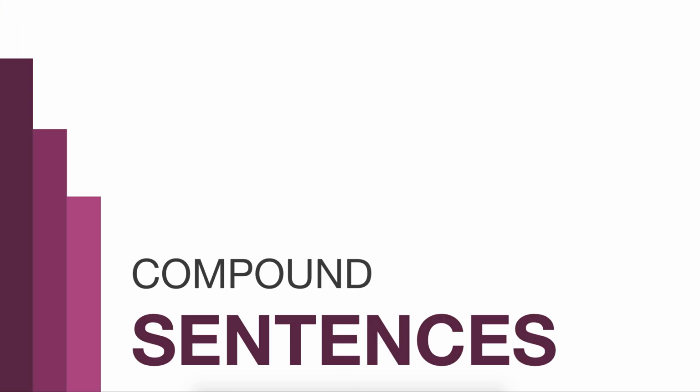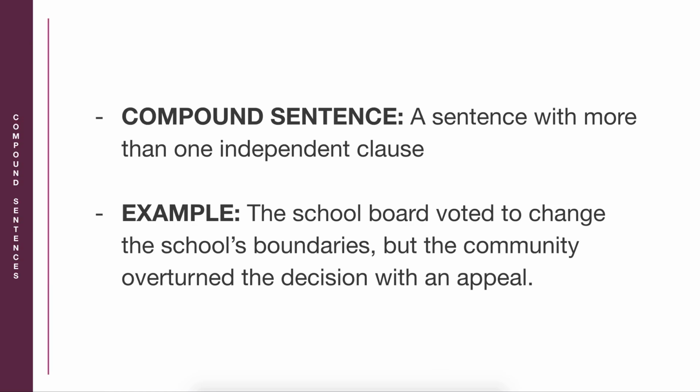Compound sentences, on the other hand, are not quite as simple. There's a little bit more to them. Compound sentences are sentences that have more than one independent clause. Here's an example. The school board voted to change the school's boundaries. All of that I just read is an independent clause. But then the sentence continues. It says, but the community overturned the decision with an appeal. That second half, the community overturned the decision with an appeal, is also an independent clause.